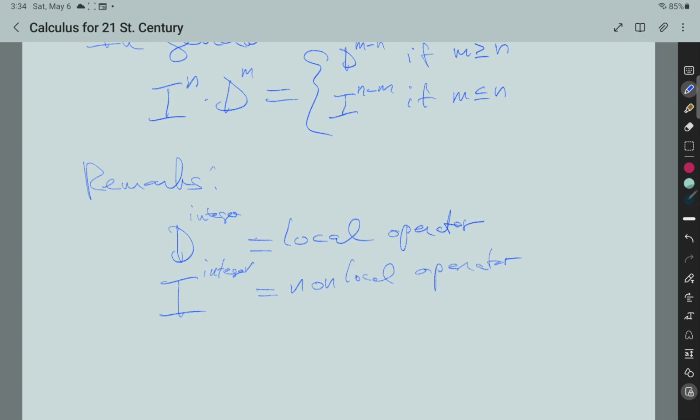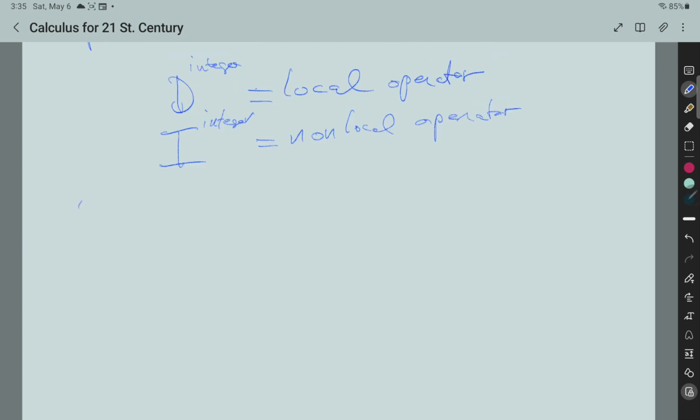Okay, let's do an example here. This example is from 19th century calculus.